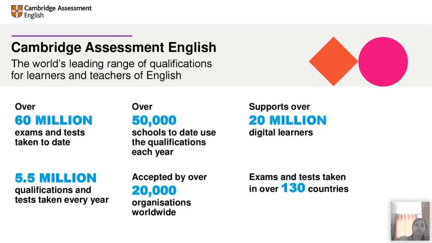So before we go into that, what we're going to see is just a few numbers, statistics on how many people over the last few years have taken these qualifications. So you can see that it's taken in more than 130 countries worldwide. It is accepted by more than 20,000 organizations. Over 50,000 schools use these qualifications each year. When I say 50,000 schools, it is all over the world, and it supports over 20 million digital learners.